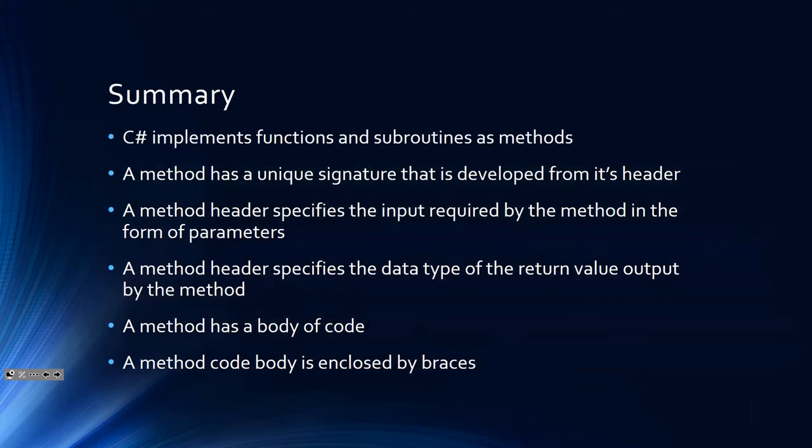So methods. C# implements all of our functions and subroutines as methods, any subprogram. And each method has a unique signature that's developed from its header. And that header is return type, method name, and parameters. A method header specifies the input required through parameters. And a method header specifies the data type of the return by the return type. Our method has a body of code, and our method body is enclosed by braces.